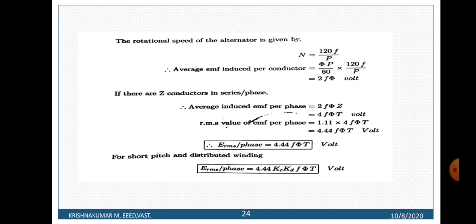We have to consider the short pitch and distributed winding. By considering these two factors, the EMF per phase is equal to 4.44 f phi T into Kc Kd volt. Kc means coil span factor, Kd means distribution factor. This is the EMF equation of an alternator.